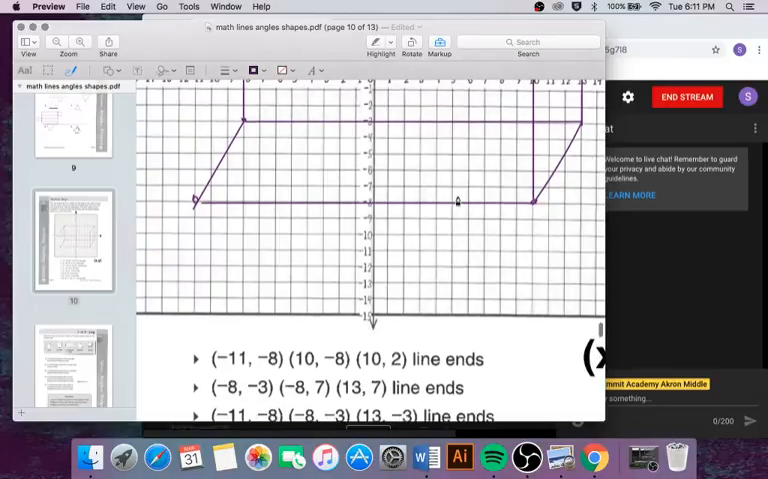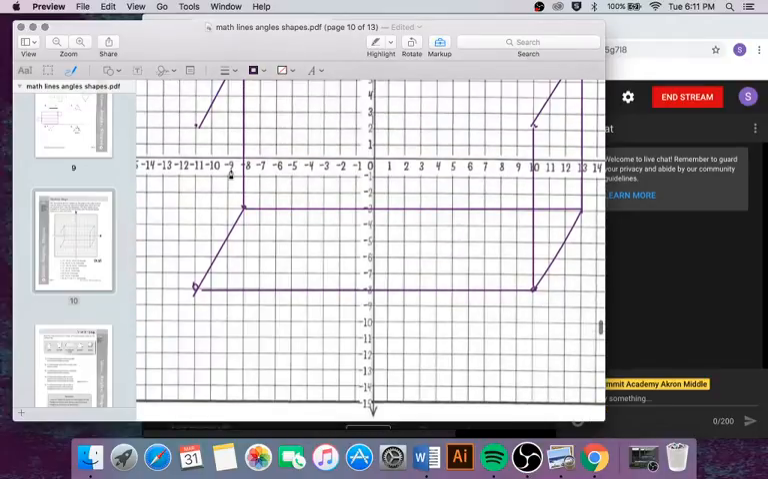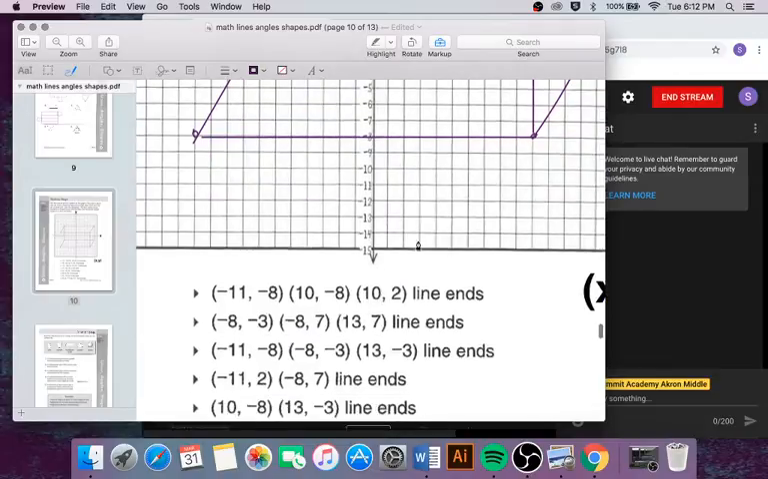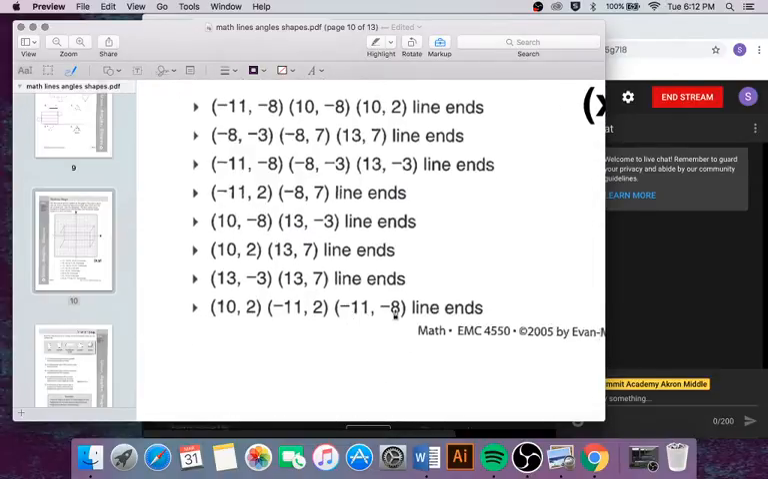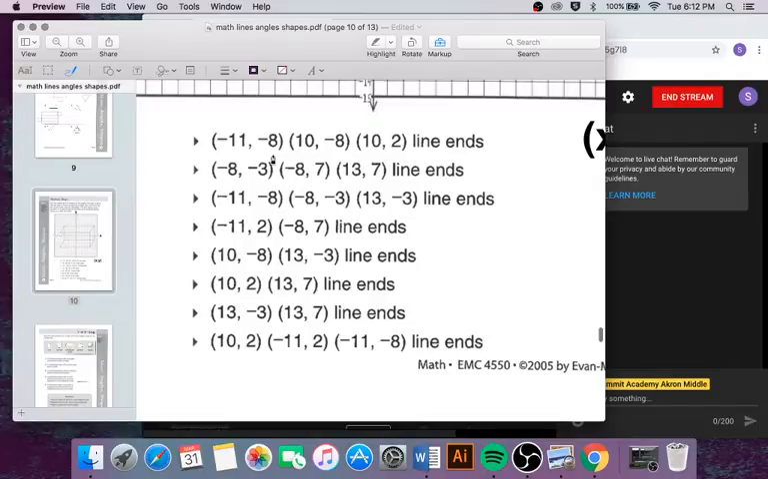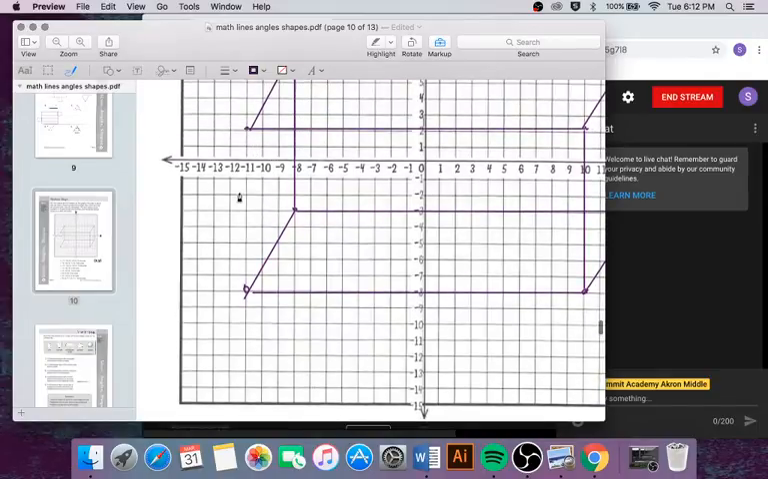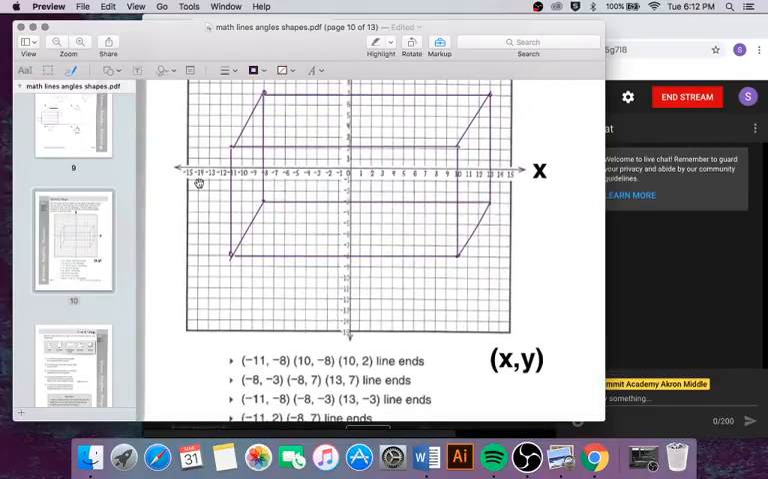-11 and 2. So we're going to go over to -11 and up to 2, so we're connecting these ones right here. And our last one is -11 and -8, which would connect this one and this one. So we're going to draw a line. And our shape is complete.